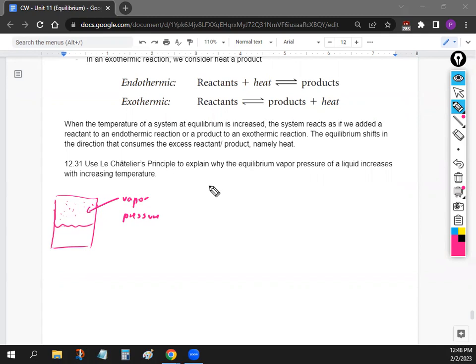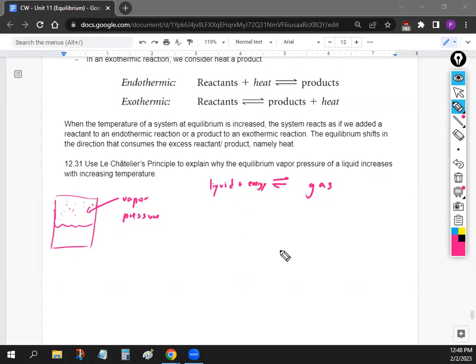When we have vaporization or vapor pressure, there are liquid molecules going back and forth between gas molecules. Now, in order for liquid molecules to become gas molecules, they need more energy, right? So far, so good?